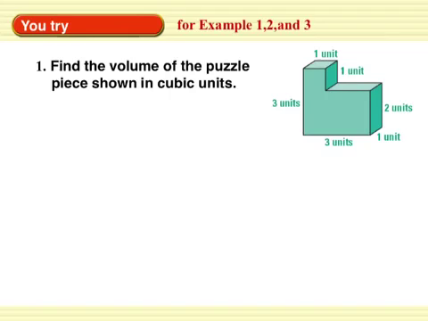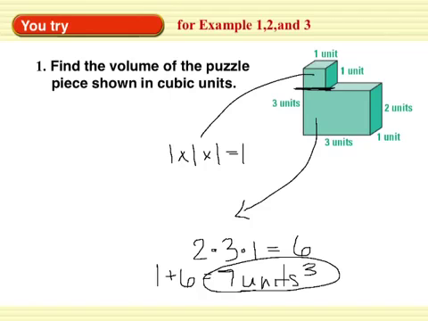Okay, find the volume of the puzzle piece shown in cubic units. This is a you try, so I'm going to push pause and you're going to try this one on your own. Okay, I cut it into 2 pieces. One piece is just 1 by 1 by 1, so the volume of that is 1 unit cubed. The other piece, once I cut the square off of it, the height is 2, the width is 3, and the depth is 1, so 2 times 3 times 1 is 6. I added 1 plus 6 and got 7 units cubed.